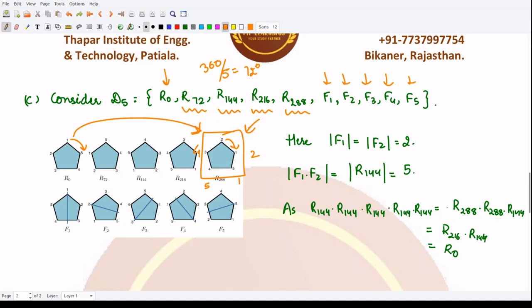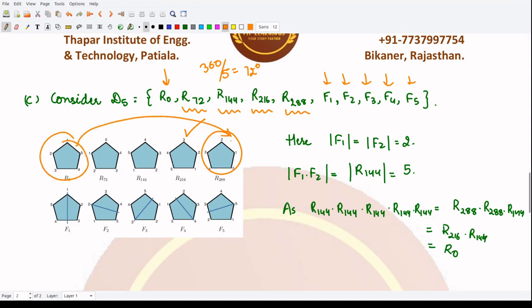Now when you compose R216 with R288, so that means you have to compose both of them. What result do you get? So first of all, you have this figure. Here in this figure, what is the difference here? What operation is performed here when you move from R0 to here? We saw that we have moved 1 place to the right, in the clockwise direction. So that means here also we have to move 1 place to the right. So 3 would come to the position of 2, right? So here we would have 3, here we would have 2, here we would have 1, here we would have 5, and here we would have 4. This is the operation that we perform.